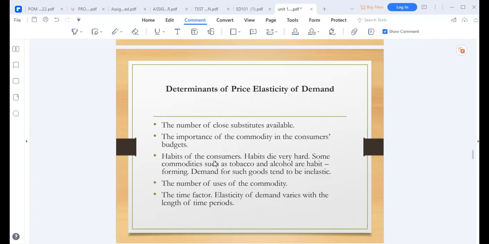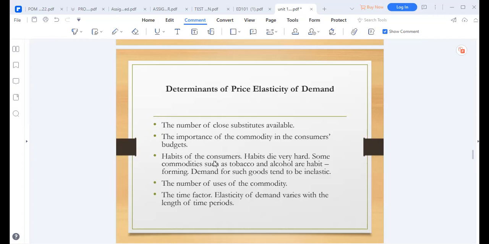The other one is also the habits of the consumers. They say habits die hard. Some of the commodities that are addictive, like tobacco, no matter how much the price is, you cannot do away with them, or even alcohol. So demand for such is inelastic. To be inelastic is to be insensitive. Whether the price changes, you have no option, you buy either way.